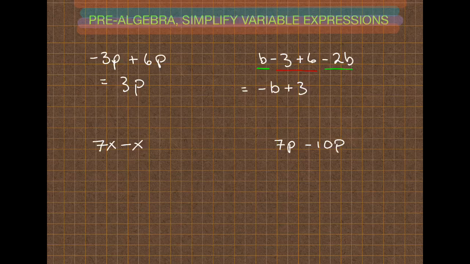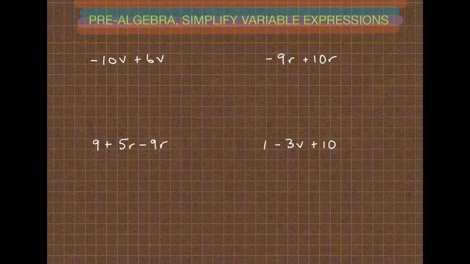Okay, the next one, 7x minus x. That's just a 7 minus a 1, so that equals 6x. And for this last one here, 7p minus 10p. That's just 7 minus 10p. That's a -3p. Okay, next set of problems, -10v plus 6v. It's going to give us a -4v.